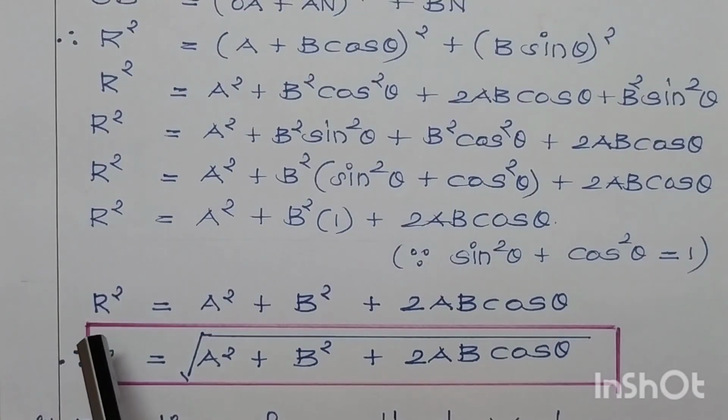Now what if we take the square this side? This side will become square root. So therefore, R is equal to square root of A squared plus B squared plus 2AB cos theta. This is the expression for the magnitude of the resultant vector.